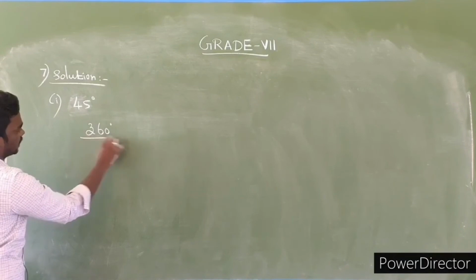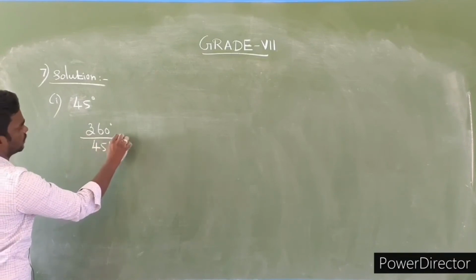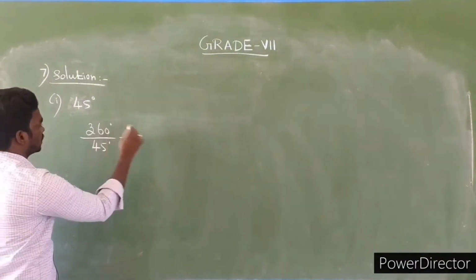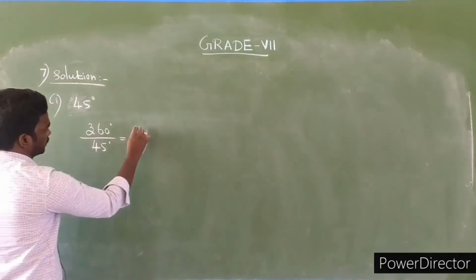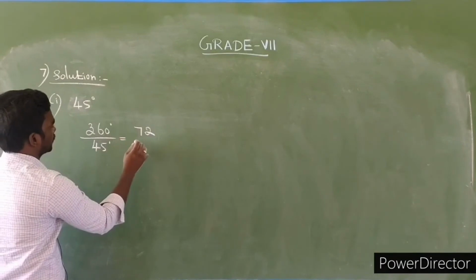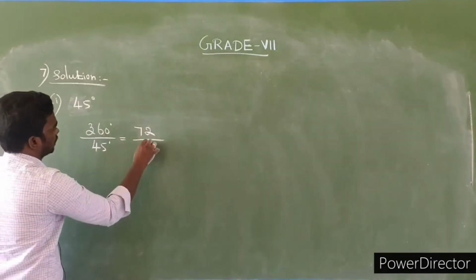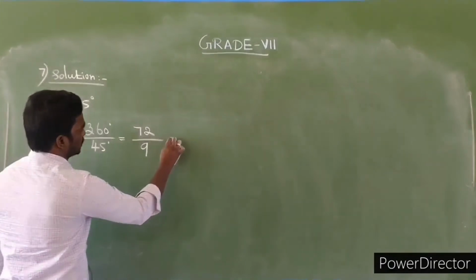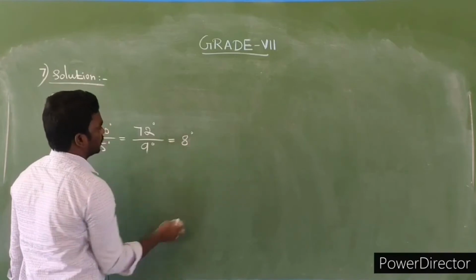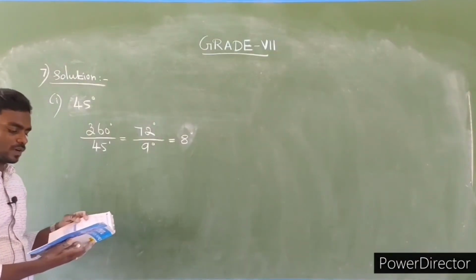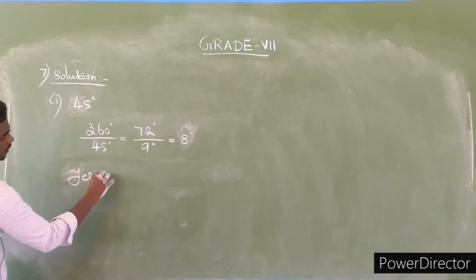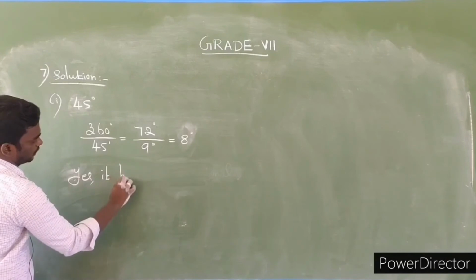We divide 360 by 45 degrees. 360 and 45 are both multiples of 5, so we can divide. 9 fives are 45, so this is divisible by 9, which gives 8. So what's the question? Can we have a rotational symmetry of order more than one whose angle of rotation is 45 degrees? Yes, it has a rotational symmetry of order more than one.